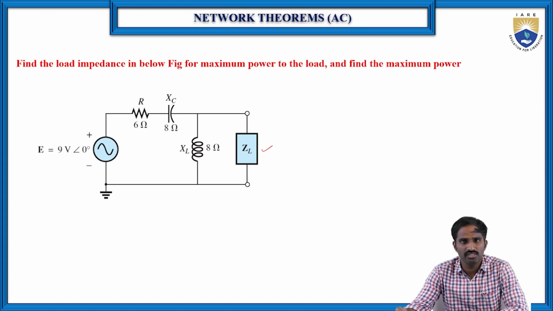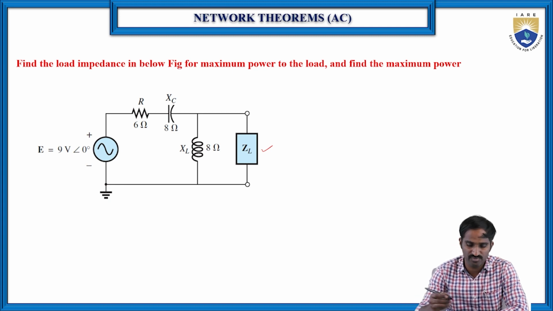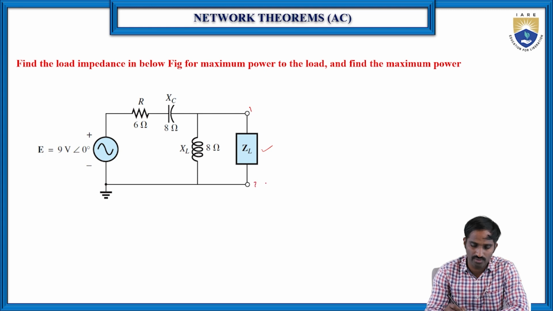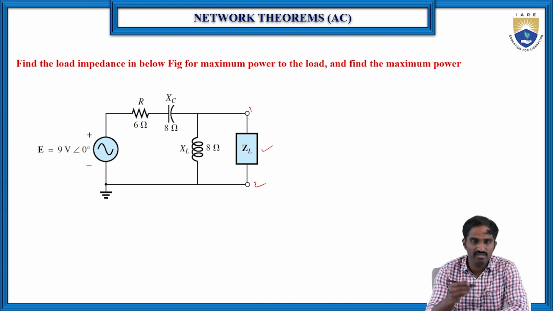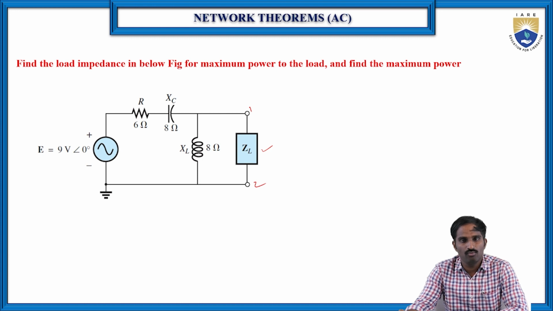Okay, so for Z Thevenin we know already the procedure. First of all, we should know where we need to find the Z Thevenin, that is across the load terminals, which means across these two terminals 1 and 2. And the condition to find Z Thevenin is that we have to replace all the voltage sources with a short circuit and the current sources with an open circuit. But here we have only one voltage source, and that voltage source we can replace with a short circuit. Then let me draw the circuit.